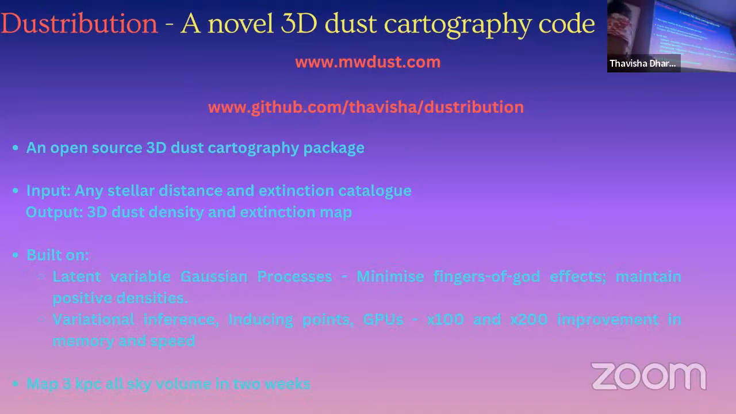We use a couple of techniques right now in our public version, which is latent variable Gaussian processes, which sort of lets us deal with a couple of the issues that I talked about before. And then variational inference, inducing points, and GPUs, which basically improves our memory and runtime. It's both GPU and CPU compatible, but I would highly recommend using GPUs because it's infinitely faster. And so putting all of this together, the work I'll talk about, we've mapped the Milky Way out to circular parsecs in about 2 weeks, basically, in a cluster at Flatiron.